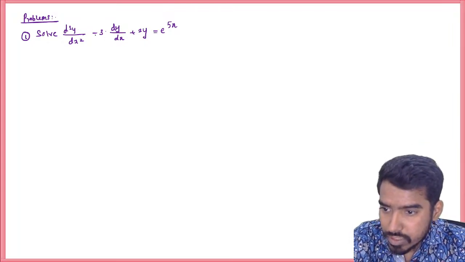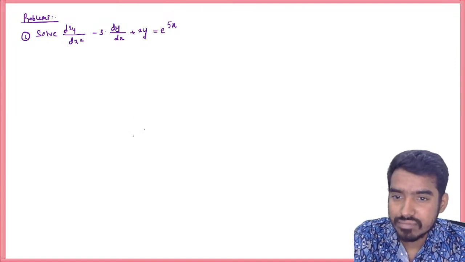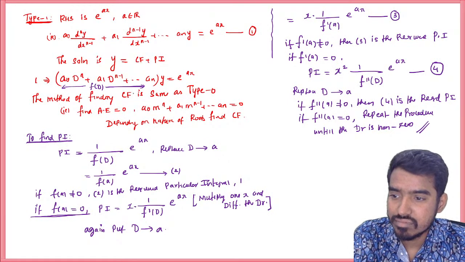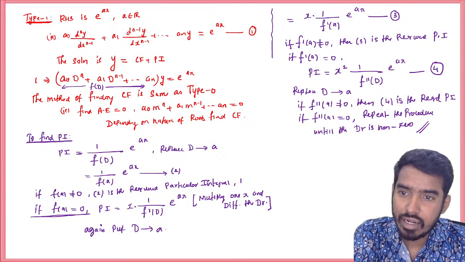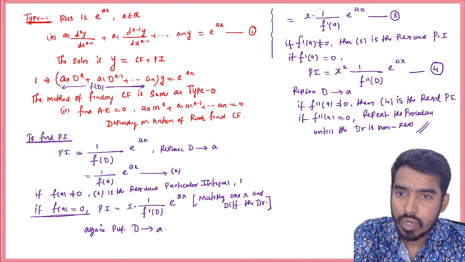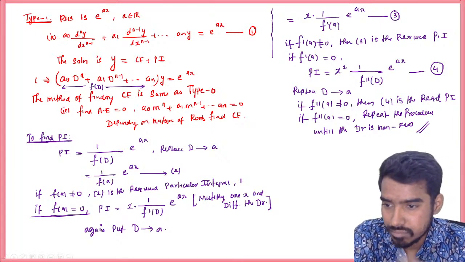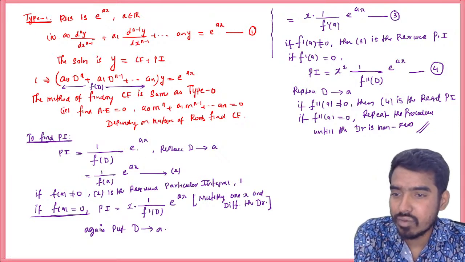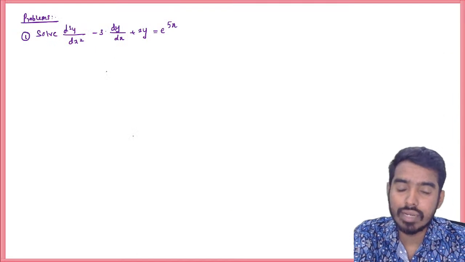E raised to 0 is 1, so the denominator is not 0. See, the denominator is f of d, not e power ax. This is your f of d, which is a naught d power n, a1 d power n minus 1, and so on. I'll do one problem and we'll have more clarity. We are not even differentiating this e power x. The only thing we are differentiating is this f of d. We'll do one problem, and then we will have clarity.